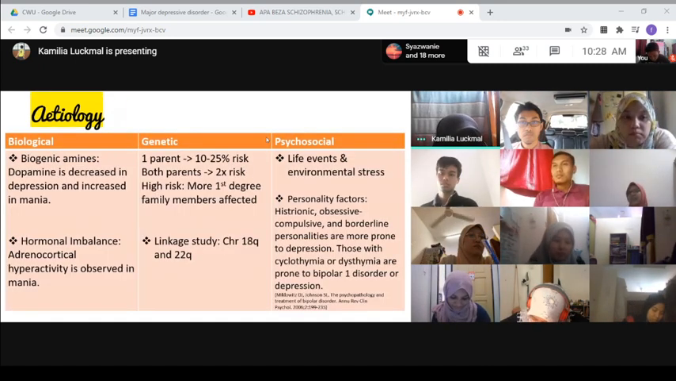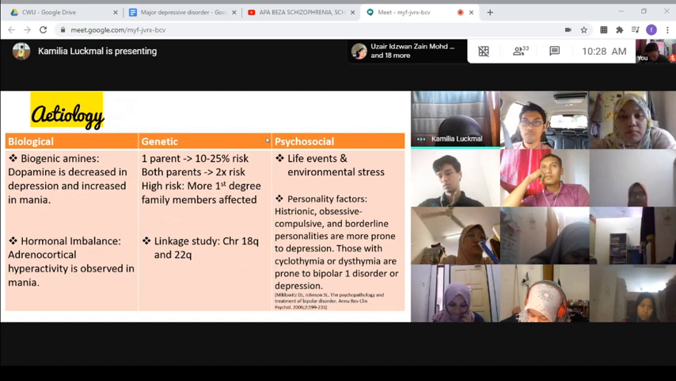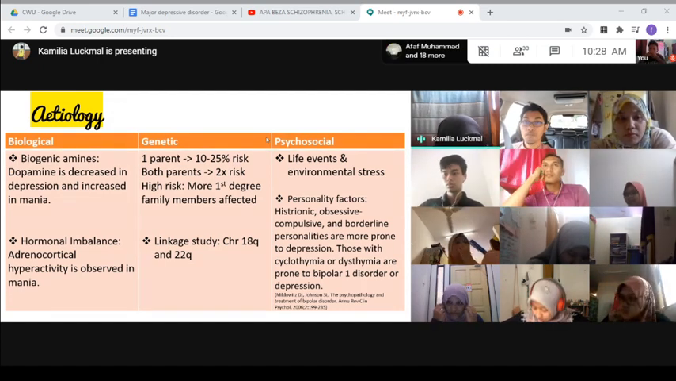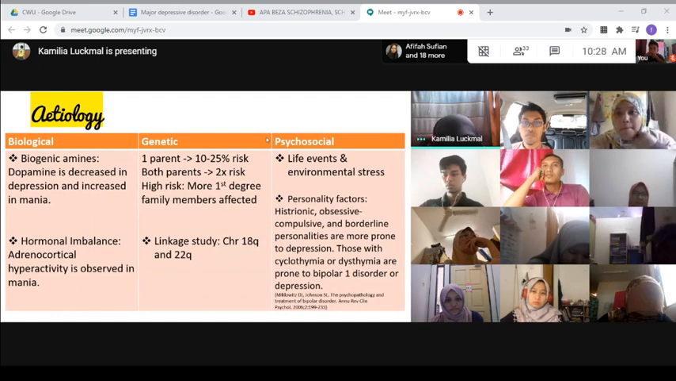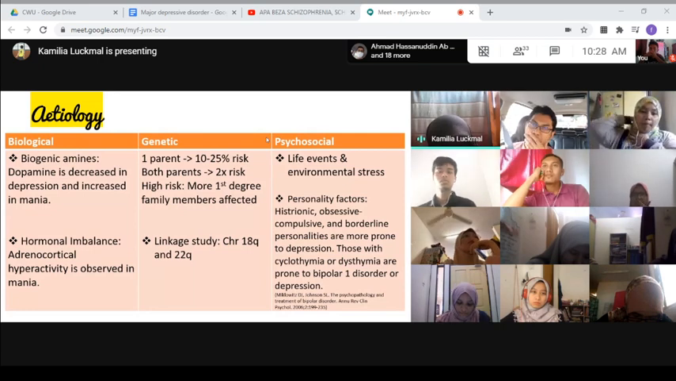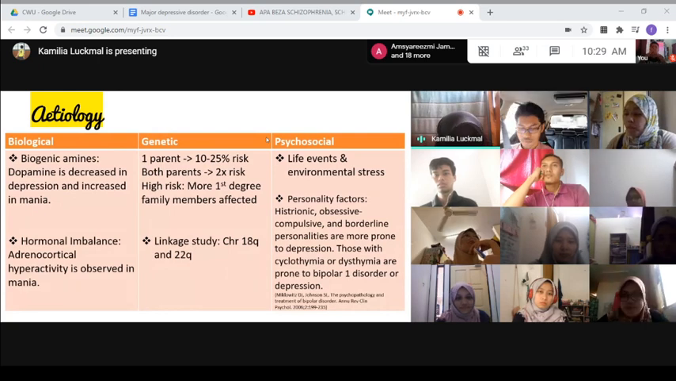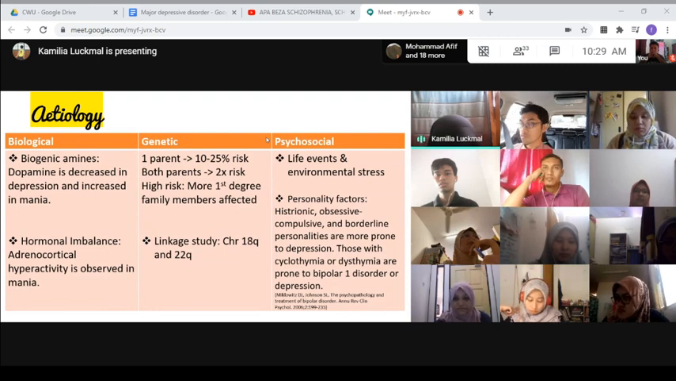So the etiology of bipolar disorder can be caused by a variety of factors, which can be categorized into biological, genetic, and psychosocial. So for biological factors, it is known that there is a chemical imbalance in the brain. This is because the neurotransmitters or chemicals in the brain appear to play a role in many mood disorders. For example, dopamine is noted to be increased in mania, while it is noted to be decreased in depression.